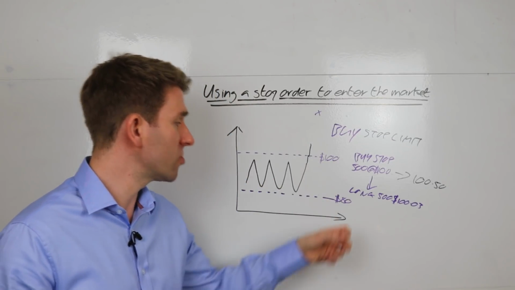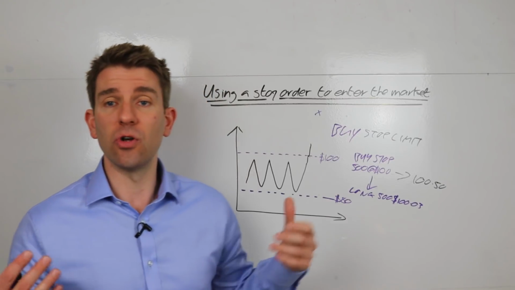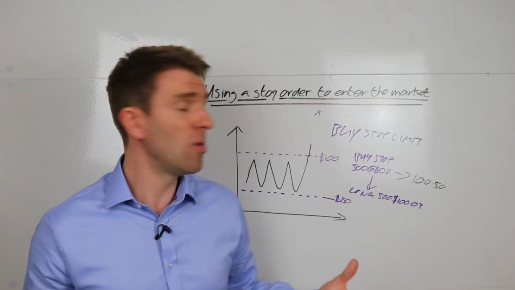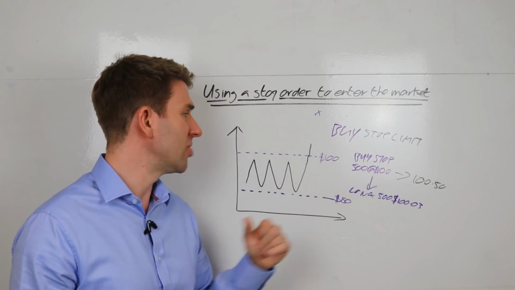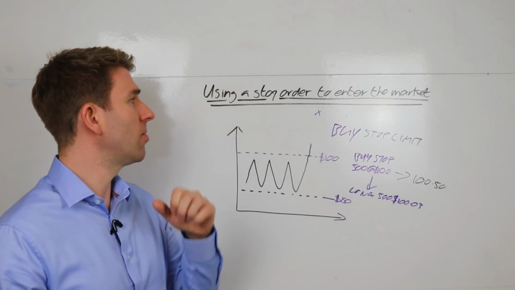So you've got your 100 buy stop, you've got your 80 sell stop, which will put you short. You've got no position at the moment. Market breaks one or the other, it puts you long, puts you short, depending on which one is triggered first. So that is using a stop order to enter the market.